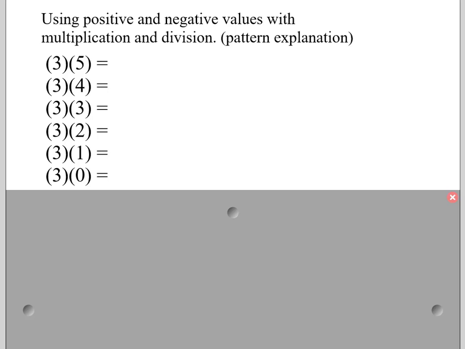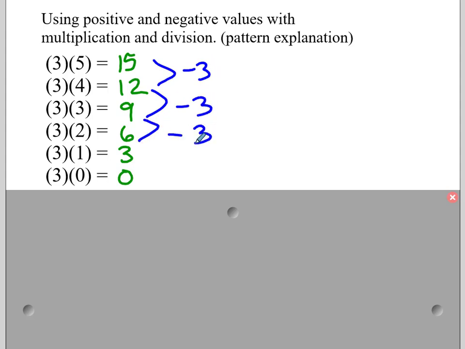So now I'm going to look at using positive and negative values with multiplication and division. It's one of the few ways I've found to explain this multiplication of positives and negatives that I really like. So 3 times 5 is 15, 3 times 4 is 12, then we have 9, 6, 3, and 0. Now what's important here is to notice that these are going down by 3. You'll also notice that this column right here is going down.